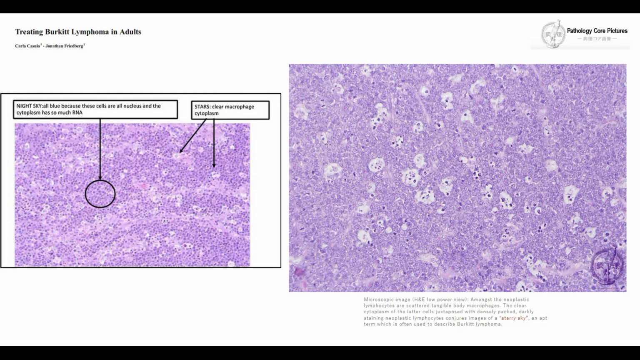That's the starry sky. In the image on the right, we can see stars of pale macrophage cytoplasm and night sky of blue malignant lymphocytes. That's the starry sky. This pattern is the direct histological consequence of c-Myc driving cellular proliferation. Cells are being born and dying so fast that macrophage cleanup creates this characteristic appearance. No other lymphoma looks like this. You see starry sky, you say Burkitt.